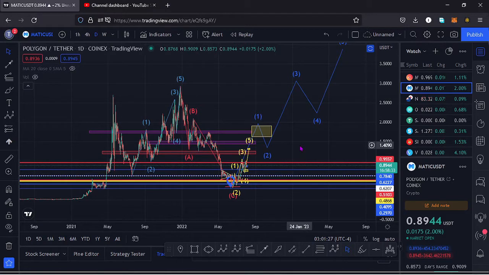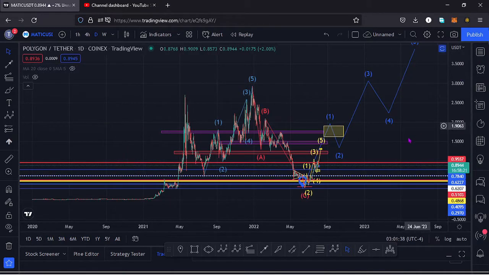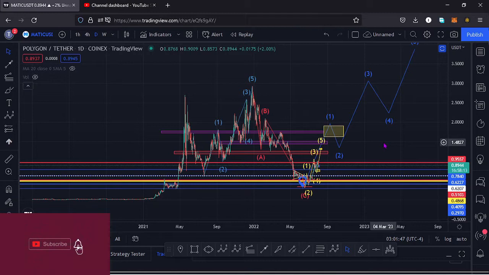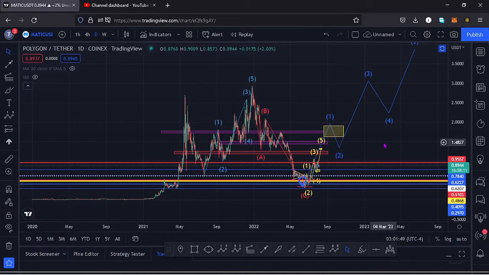Update on Polygon Matic, whose current price stands at the $0.8944 mark, and here on TradingView the market is up by 2.0%. In this video I want to give the key scenarios that I expect to play out, basing my analysis on the Elliott waves and the Fibonaccis, and also the key areas of support and resistance. So if you're interested in such content, make sure that you stick around till the end of the video.